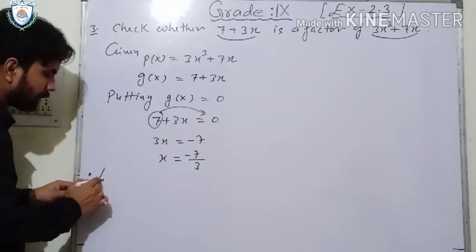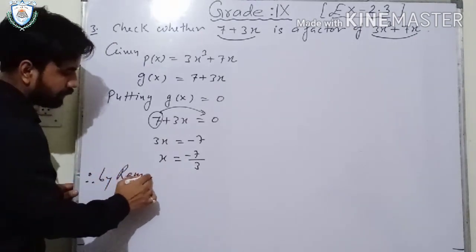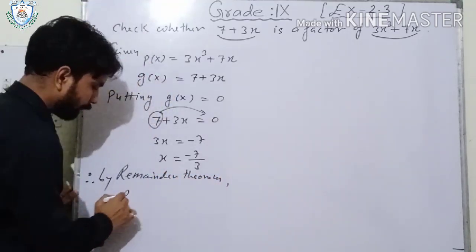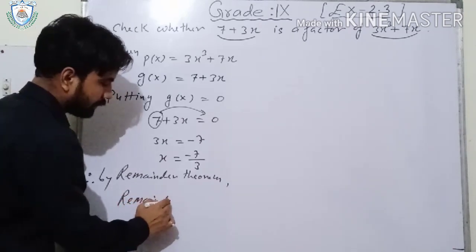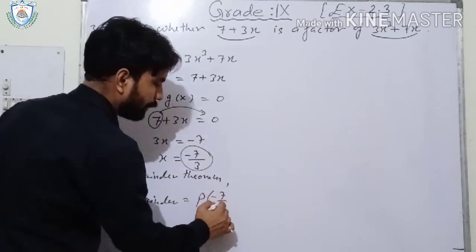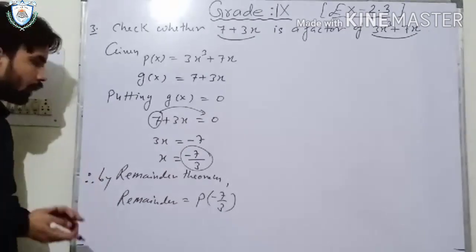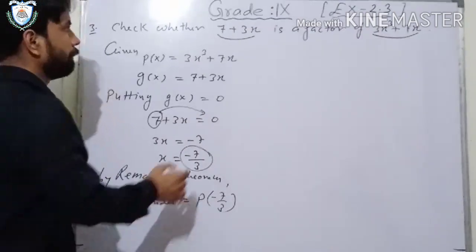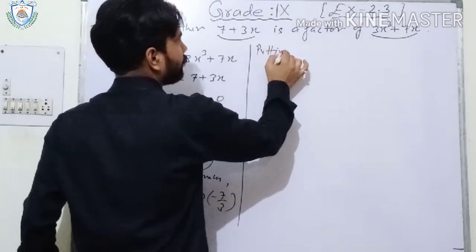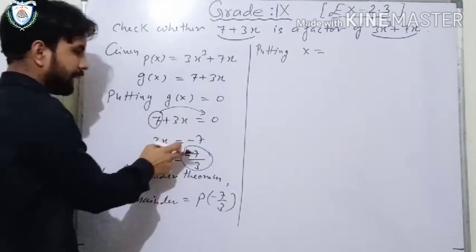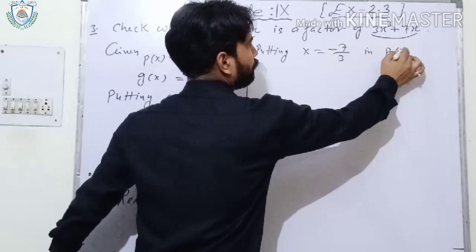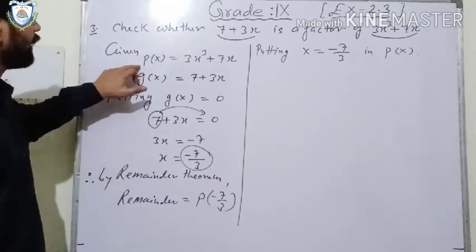Hence, by the remainder theorem, we know that remainder equals p of minus 7 upon 3. P of what? Minus 7 upon 3. Now we have to find p of minus 7 upon 3. So how can we find it? Putting x equal to minus 7 upon 3 in p of x.